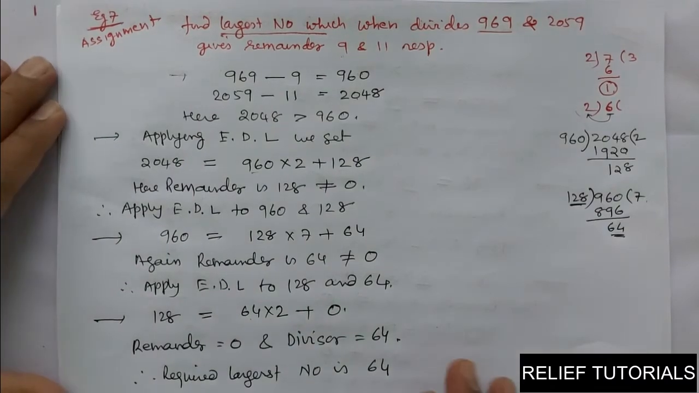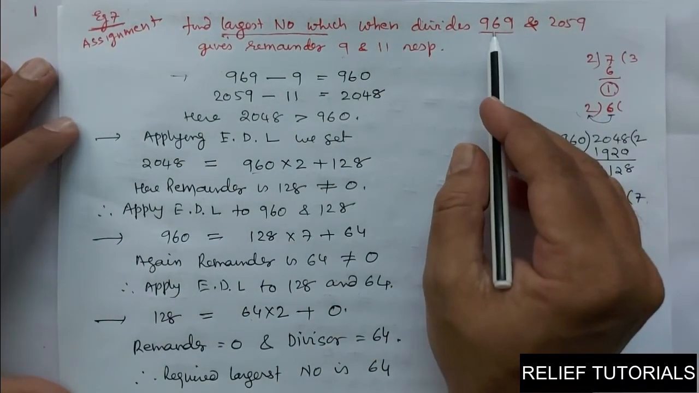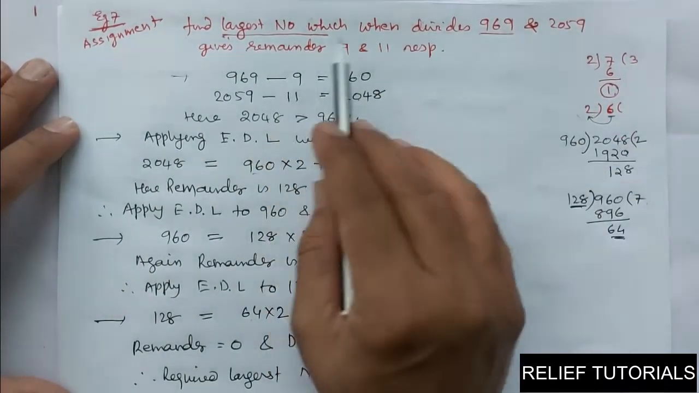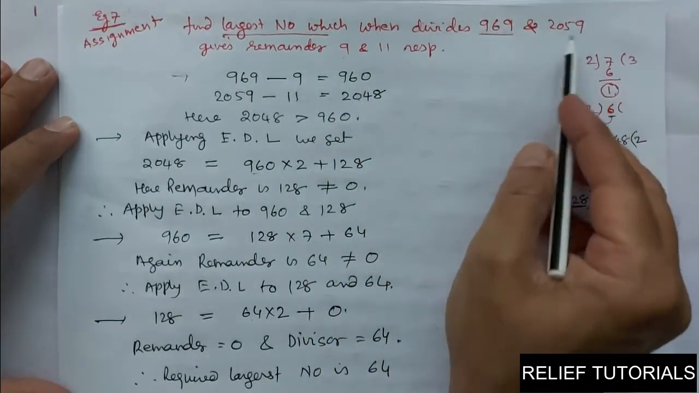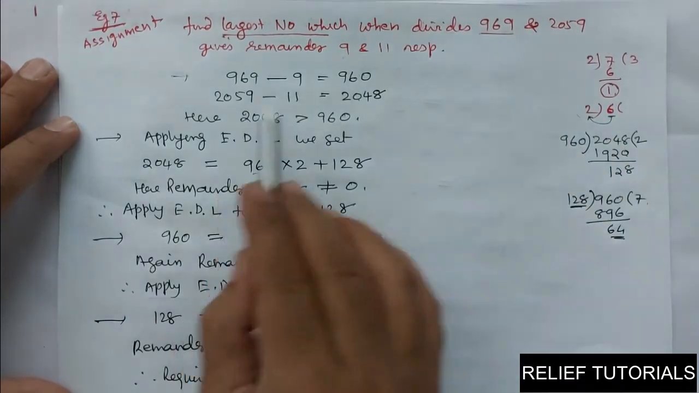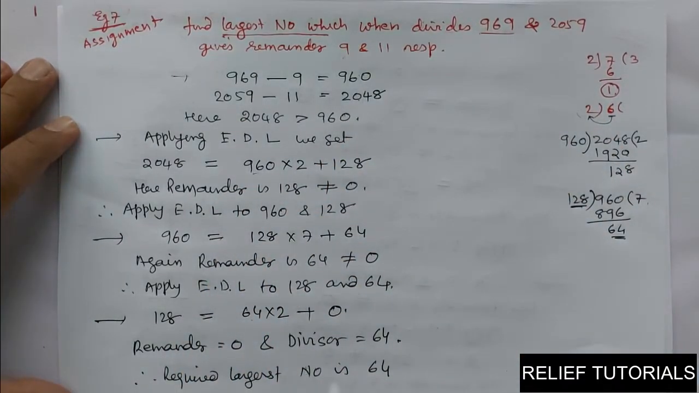Nothing more you have to do. See the problem. Okay. The largest number, when it divides these two numbers, gives remainder 9 and 11. So you will subtract remainder 9 from this number. You will subtract remainder 11 from this number. The two numbers which you got, you will find their HCF. So that is the largest number which divides these two numbers exactly. Clear? With this we have completed this.